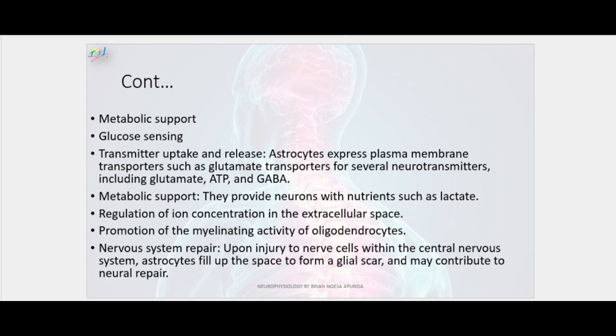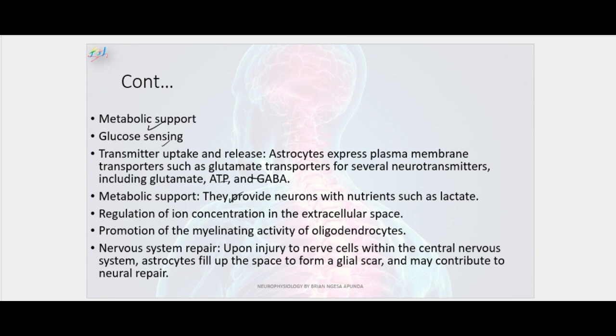So these are the continual roles: metabolic support, glucose sensing, transmitter uptake and release. Sometimes there are some neurotransmitters that might not be reabsorbed back by the presynaptic vesicles or membrane, so this can serve as an alternative. Astrocytes express plasma membrane transporters, such as glutamate transporters, for several neurotransmitters, including glutamate, ATP, and GABA.